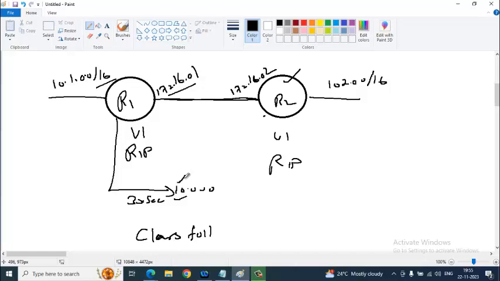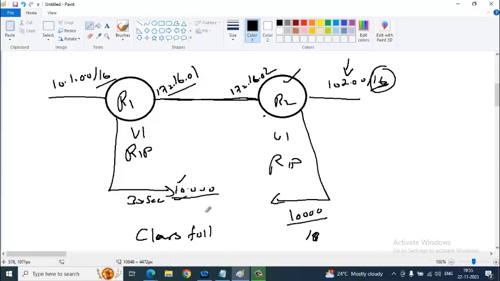Now router 2 will advertise the 10 network. This also will not consider the mask. Only when you consider the mask, you will consider this as a subnet, correct? When you don't consider the mask, what do you assume it as? You assume it as /8, class A. So what happened is, router 1 says, I already know what you are giving. Router 2 says, I also already know what you are giving. There is nothing to learn from you.